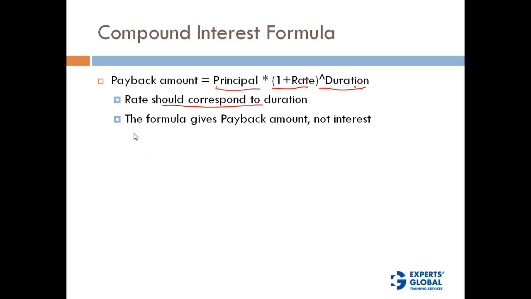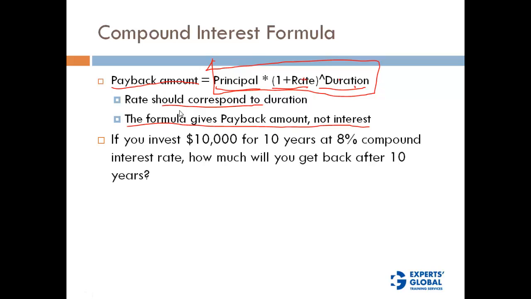The second thing you have to remember, the formula gives payback amount, not interest. So unlike the formula in simple interest, which actually gave you the interest amount, here the formula is giving the payback amount. So even if they look similar, the equations are giving two different quantities. So please keep in mind that the formula for compound interest is going to give you payback amount, whereas the formula for simple interest is going to give you simple interest. So let's look at an example.